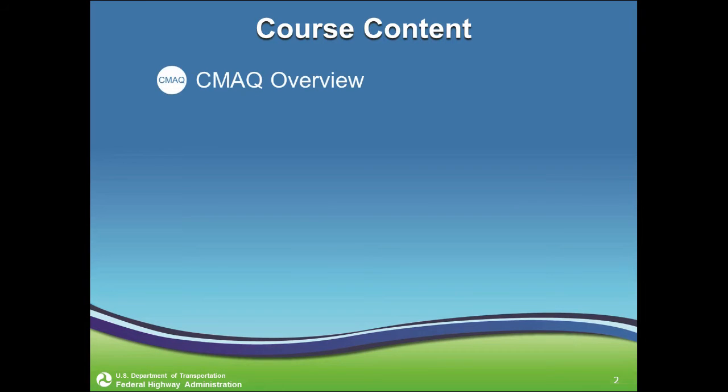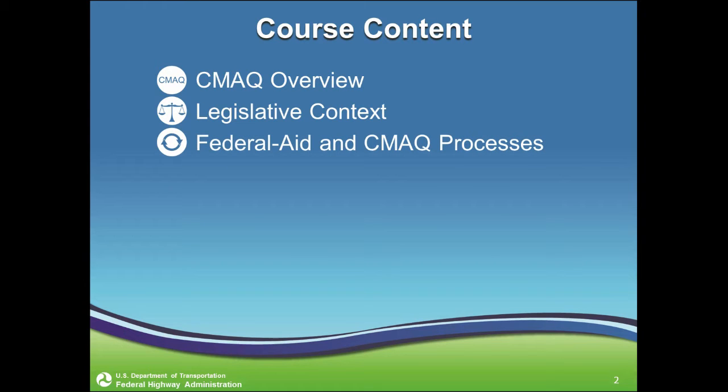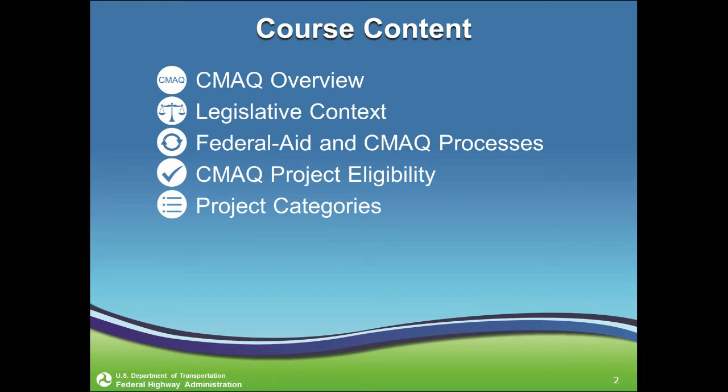This training will provide an overview of the CMAQ program, including how it is influenced by the Clean Air Act and the broader federal aid highway program. We will review general project eligibilities and the specific project types that are eligible for CMAQ funding. At the end of the training, we will provide a number of resources so you can further understand the program and where to go for more information. This session does not address specific details on the Clean Air Act, National Ambient Air Quality Standards, or the Federal Aid Highway Program, other than how they relate to the CMAQ program.